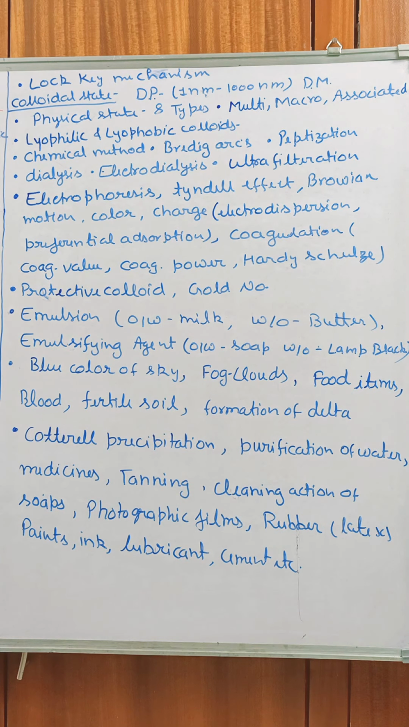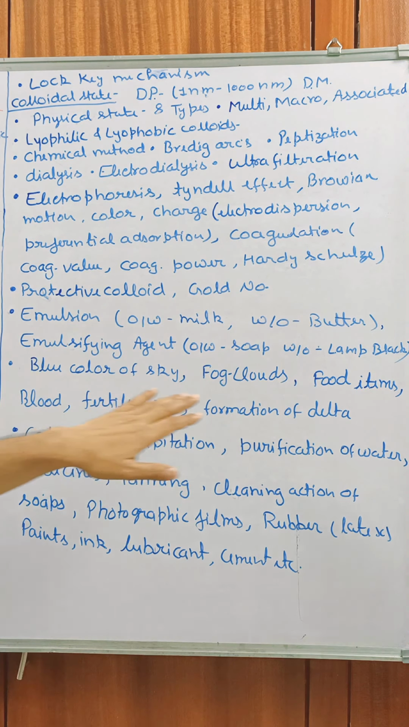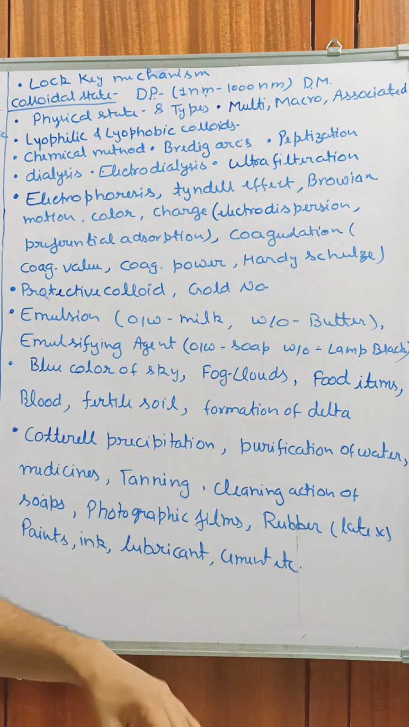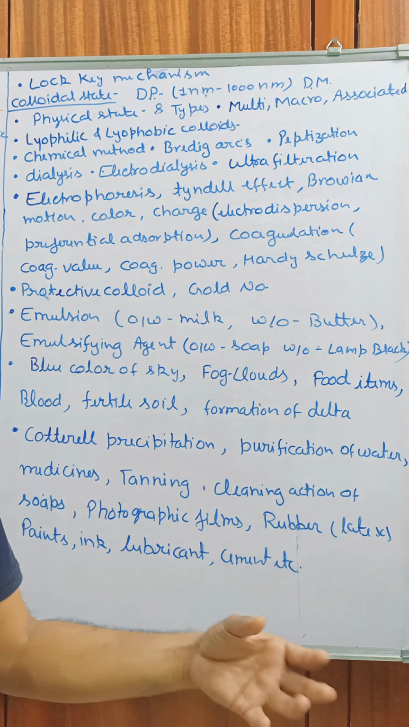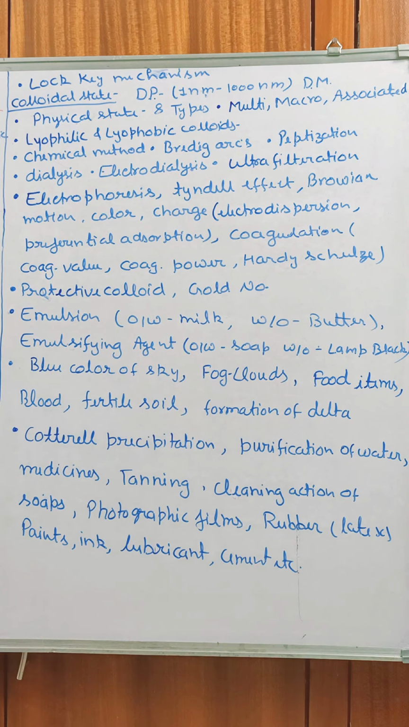The blue color of the sky is due to the colloidal system, due to the scattering of light. Fog and clouds are also present in the colloidal range. In clouds, water droplets are floating in the air. Food items like ice cream, pastries, halwa, milk are again colloidal in nature.